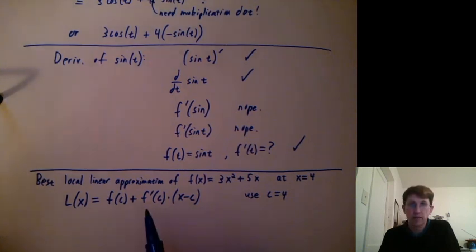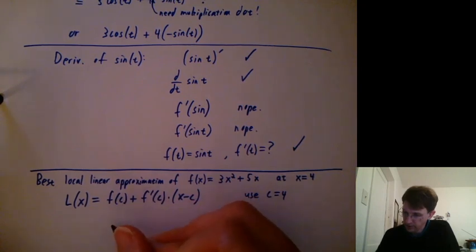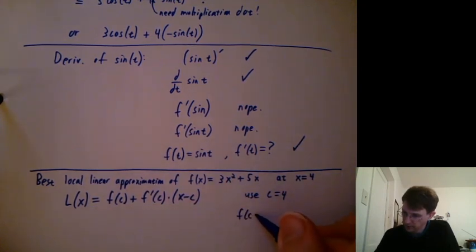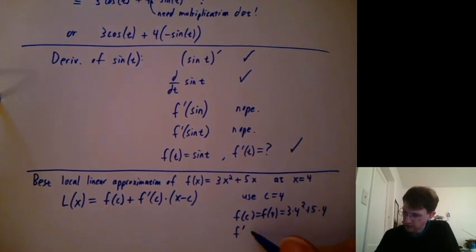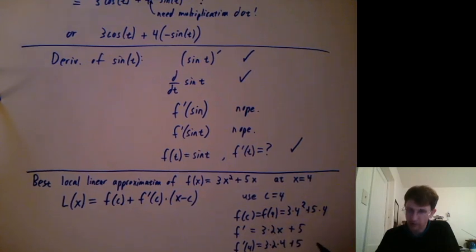So this is my generic formula. I need to make it specific for this particular function and c value. So I need to know f of c. So f of c is f of 4, which is 3 times 4 squared plus 5 times 4. What is f prime at c? Well, let's take the derivative. The derivative of 3x squared is 3 times 2x. The derivative of 5x is 5. f prime at 4 is 3 times 2 times 4 plus 5.